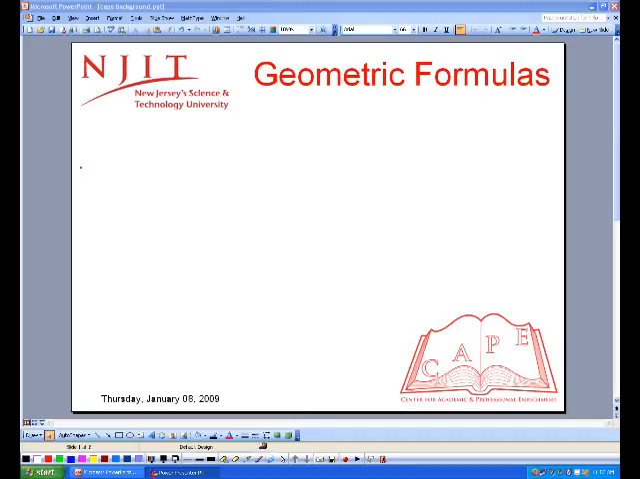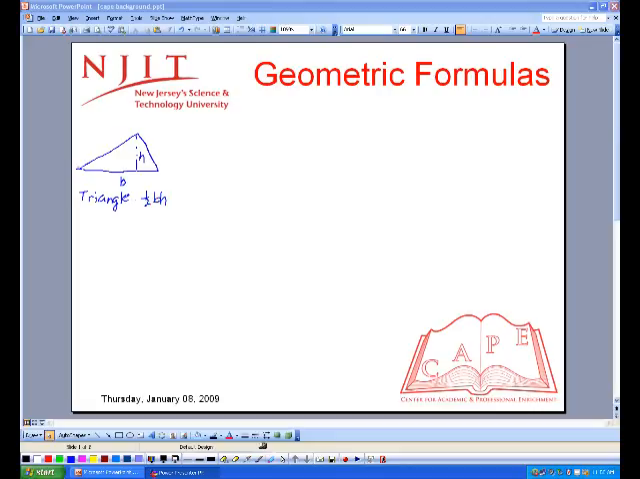The first one I'll go over is the triangle of base B and height h. The area of a triangle is going to be 1/2 base times height.